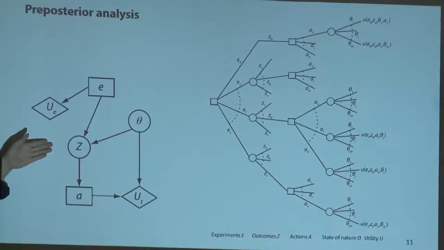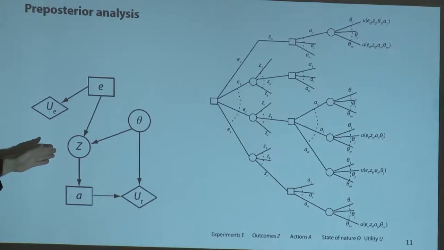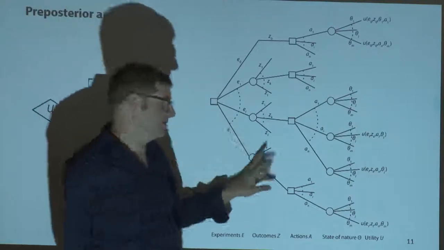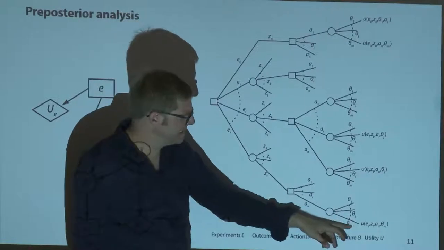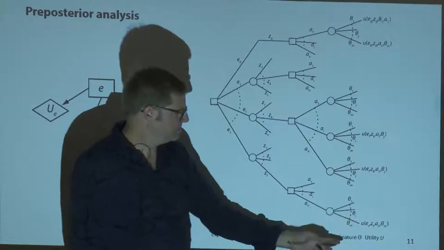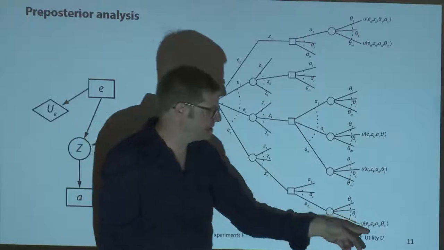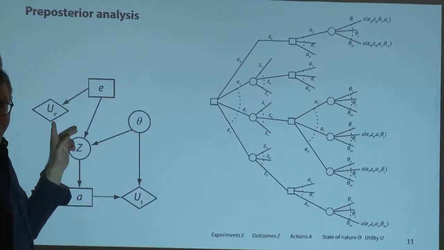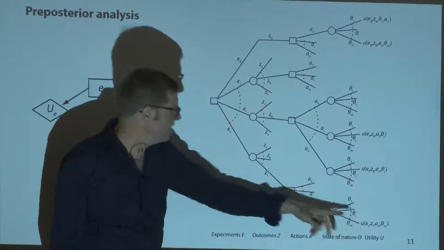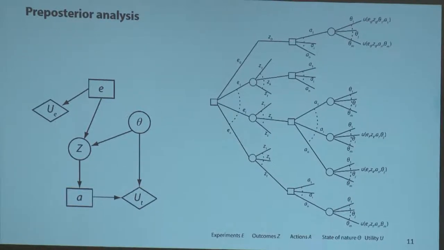But what is the advantage of this graph here? The cost of the study. Actually, it's also in the decision tree, in the sense that the cost is all here. In principle, what should be at the end of each branch is the sum of UT and UE. So if I choose this particular branch, it puts here the cost associated with choosing the experiment. So in that sense, it's also there.